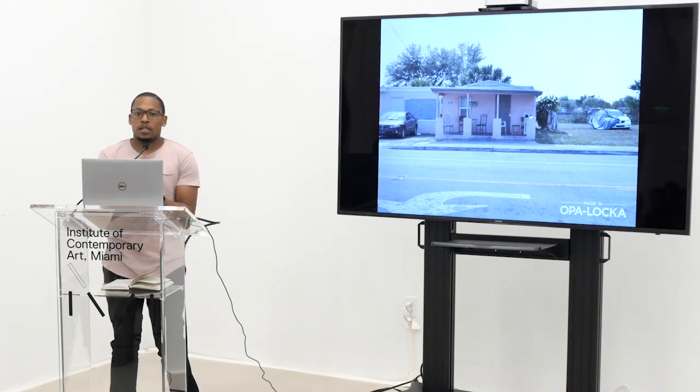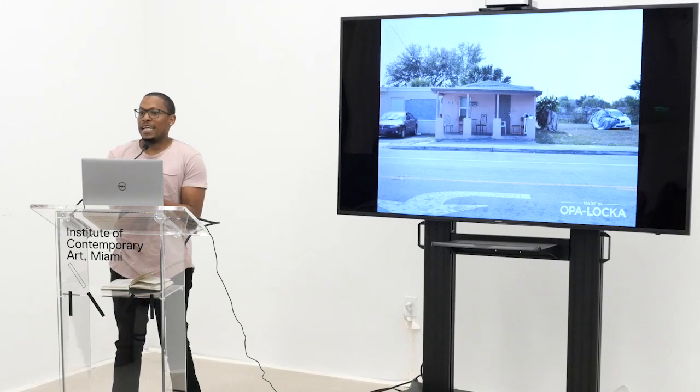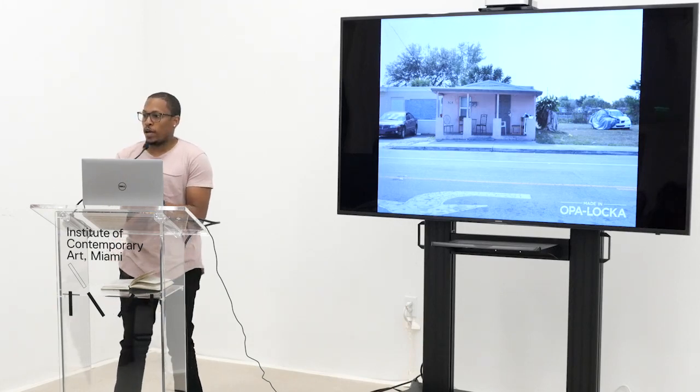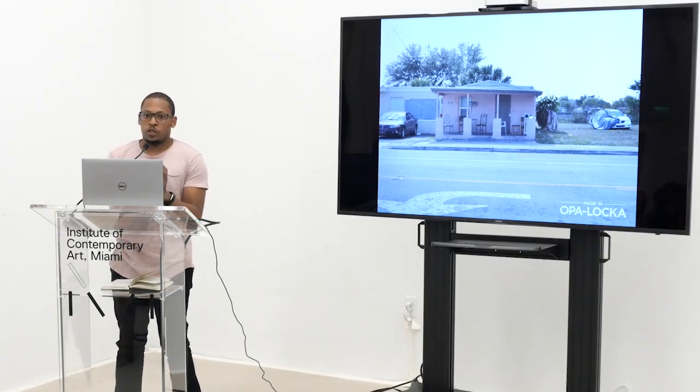Opa-locka was settled around the exact same time as Miami Beach and Coral Gables. All of them were settled within a 3-year span between 1912 and 1915. Opa-locka was settled by an aviator named Glenn Curtiss. He had an affinity for Alibaba and the 40 Thieves, so he modeled the city after Moorish Revival architecture. So the city of Opa-locka has the largest collection of Moorish Revival architecture in the Western Hemisphere.